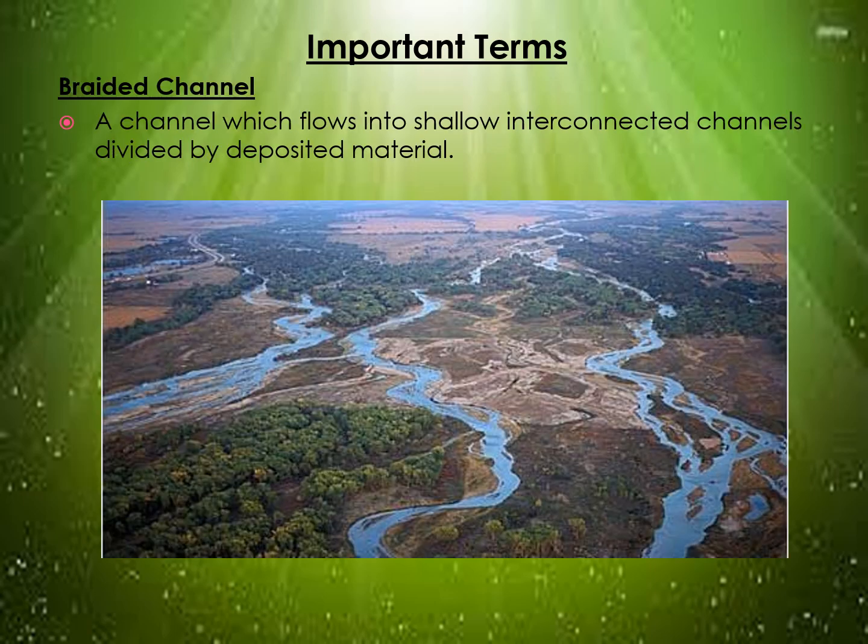And then we have braided channels. What are braided channels? Basically, these are channels which flow into shallow interconnected channels divided by the deposited materials, and you can see it in the delta areas, where these are the deposited materials and these are the distributaries of the river.